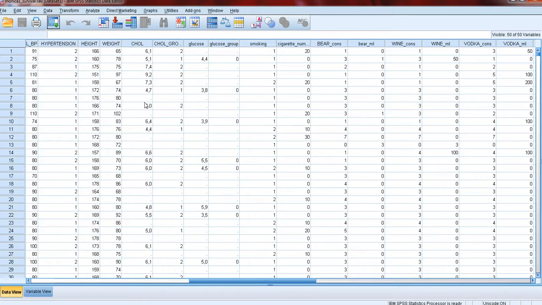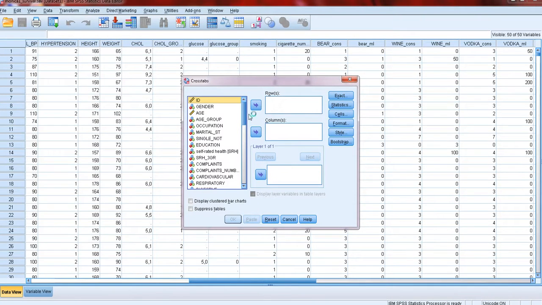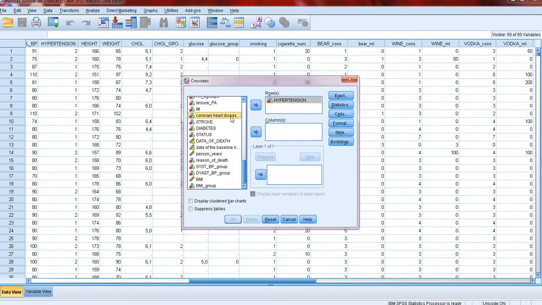How to construct a 2 by 2 table to calculate the chi-square test, odds ratio, and how to do multiple logistic regression analysis. We will calculate the odds of coronary heart disease in the presence or absence of elevated blood pressure. We will use two categorical variables. Hypertension will be considered as the risk factor for coronary heart disease.